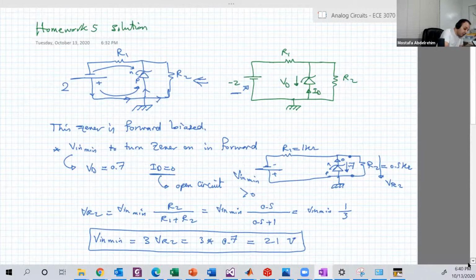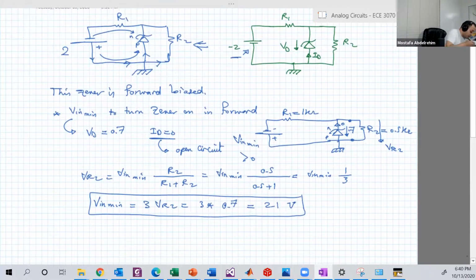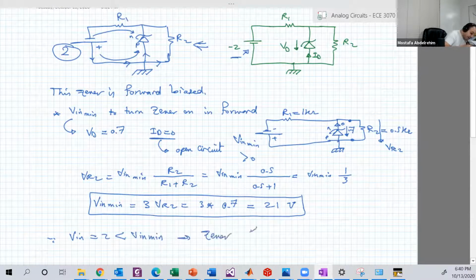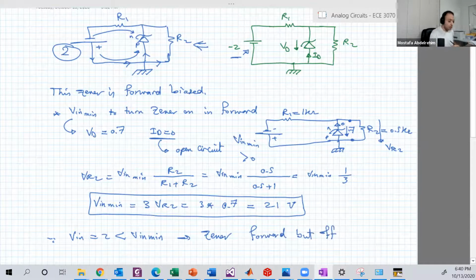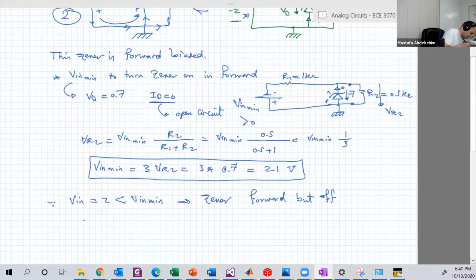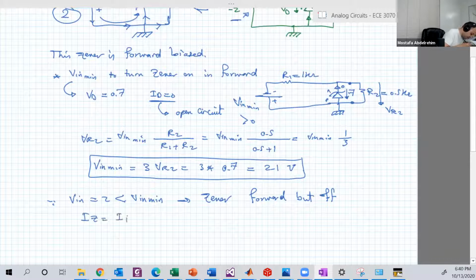So now let's look back at what value we have. We have 2. So since V input, now equal to 2, is less than Vin minimum, the Zener, yes, it's forward, but off. So basically, I Zener, which is ID, is equal to 0. So it's like an open circuit, as we said.